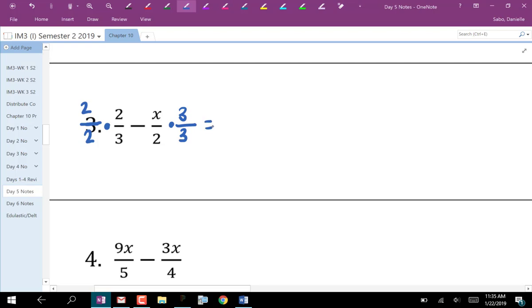Okay, now we just go ahead and finish it off. Well, 2 times 2 gets me 4. I know for a fact it's going to be over 6, and I know this one is going to be over 6 too. I just know that because whatever the least common denominator is, that's what it's going to be over. Yep, and then you have 3x right here.